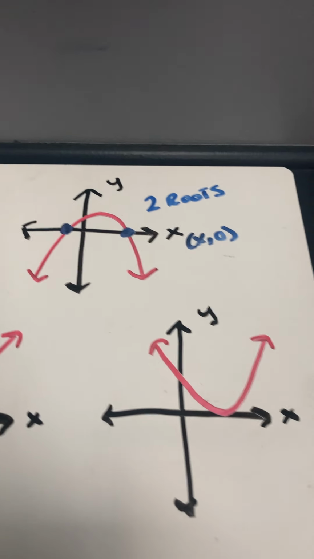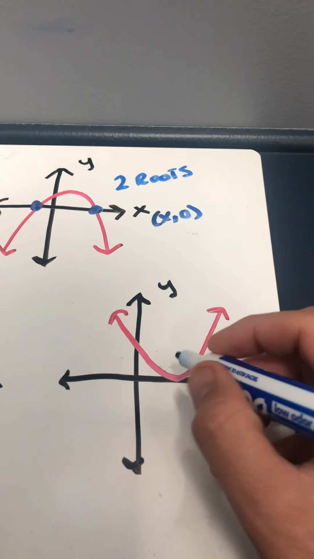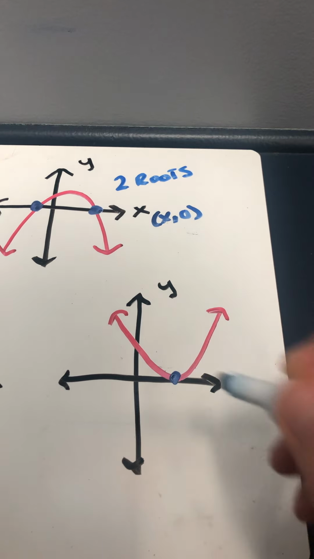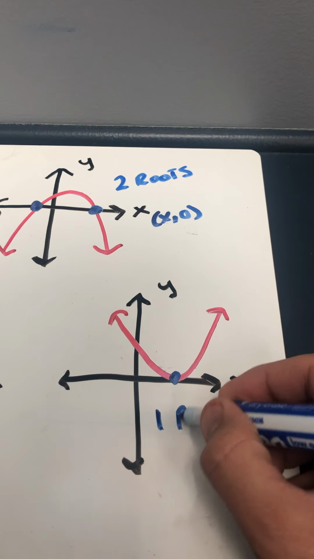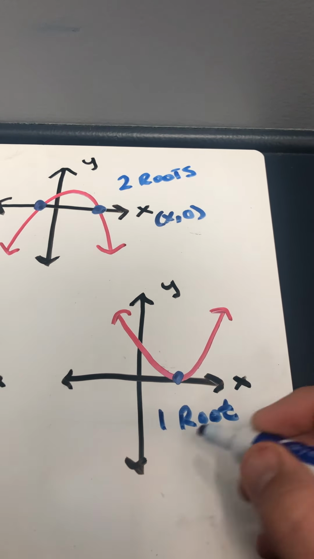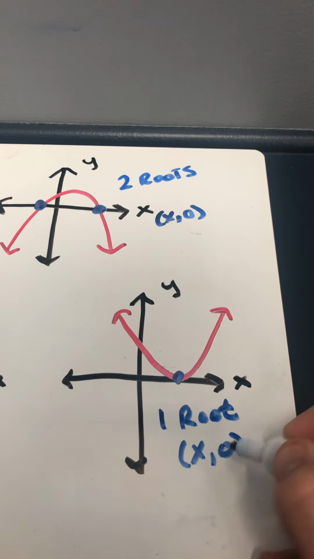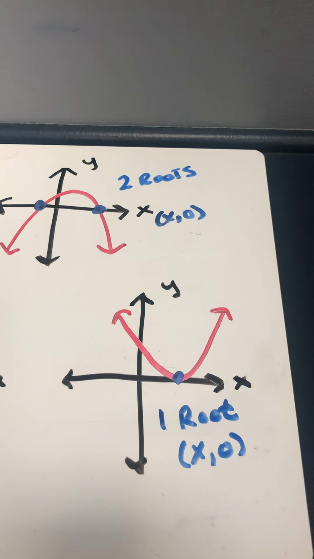A second case would be a parabola like this, where the vertex touches the x-axis, and there's only one root. Again, in this case, we would have x comma 0, maybe 3 comma 0, as our only root, or our only x-intercept, or our only 0.